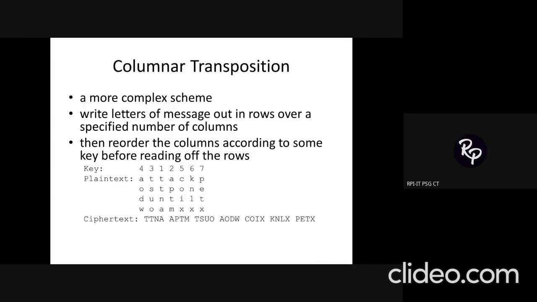Say for example, I'm given a plain text called attack postponed until 2 a.m. That is the plain text which is given to you, and the key value which is given to you is 4312567. So it's a kind of sequence. So that sequence itself is given to you. So how are you going to solve it by using columnar transposition? That is what we are going to see in today's class.